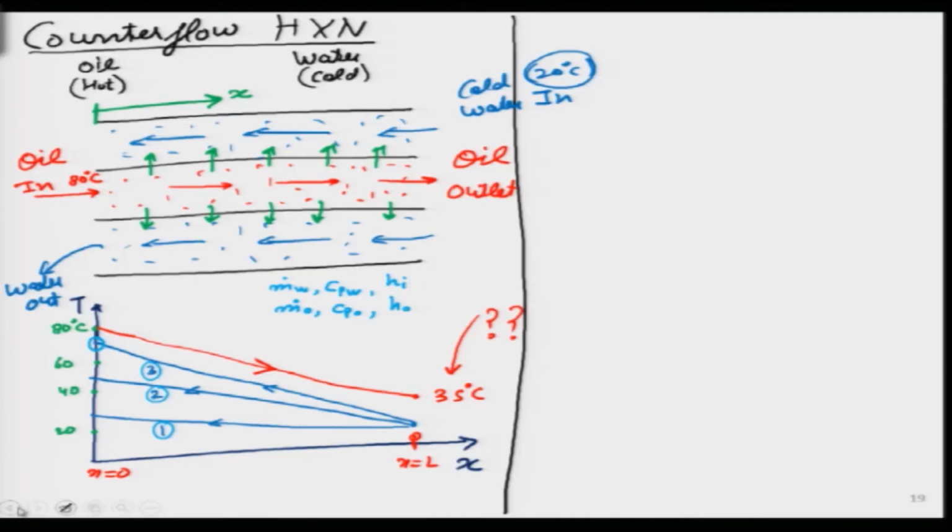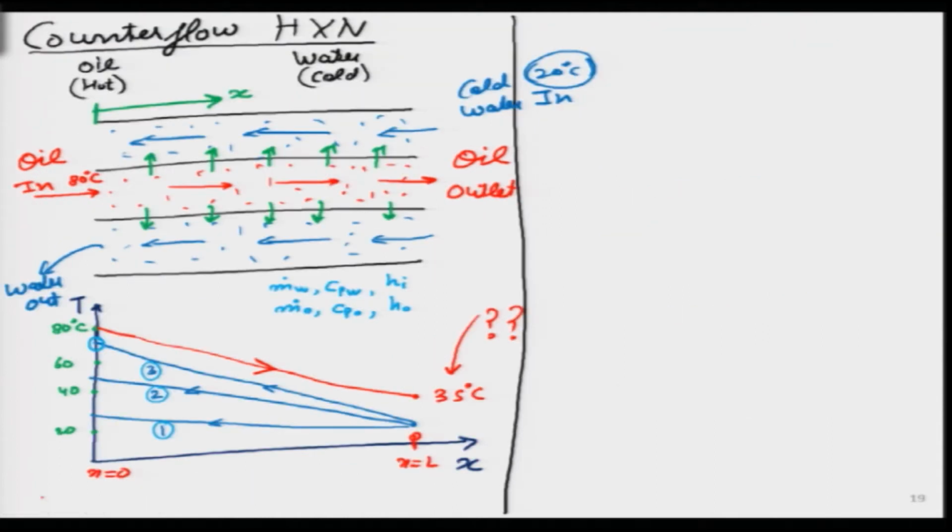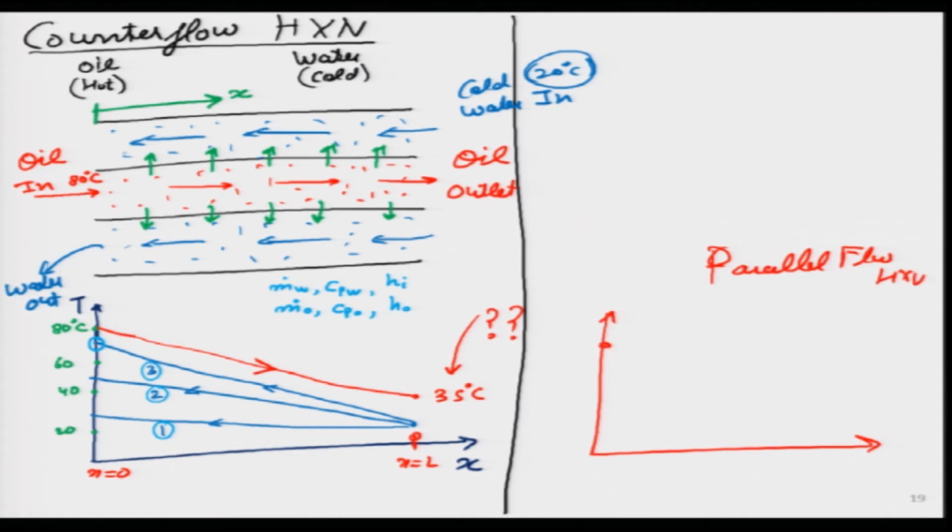We go back to the first case, which was the parallel flow heat exchanger, and compare it with the next case, the counter flow heat exchanger. Maybe instead of going back and forth, I can quickly draw for the parallel flow heat exchanger. So, this was 80 degrees for oil, 20 degrees for water, and somewhere in the middle we will get, depending on specific heats.